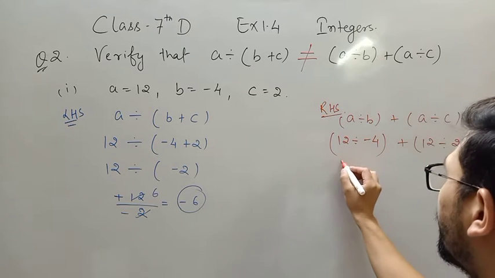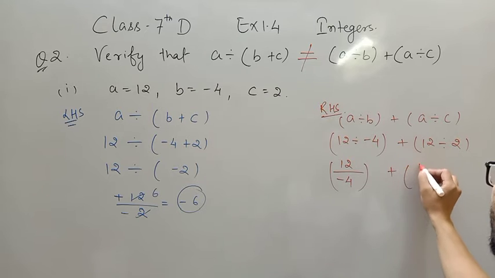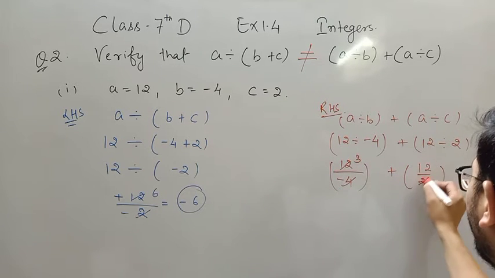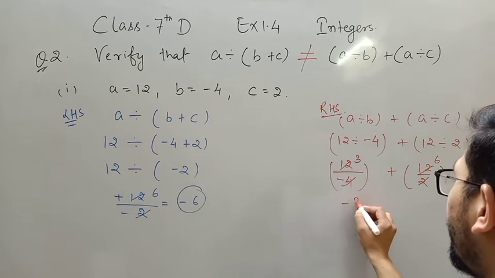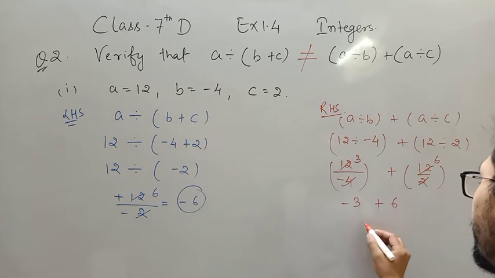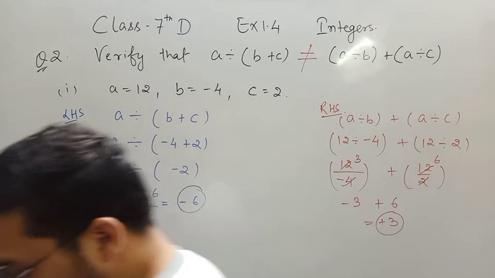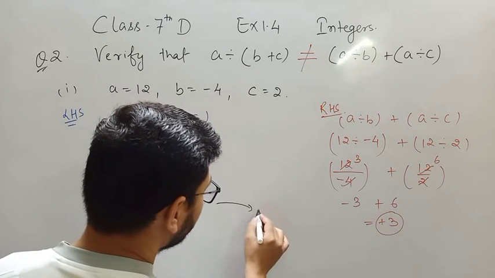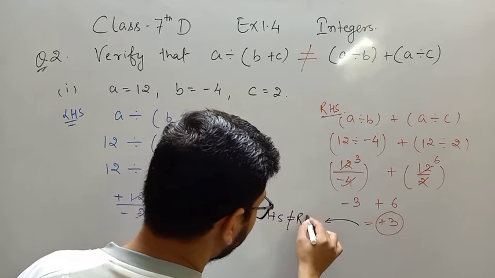So here 12 divided by minus 4 plus 12 divided by 2. Four 3s are 12, two 6s are 12, so 3 upon minus 1, or you can write minus 3 plus 6, which equals plus 3. Now from here you can verify that LHS is not equal to RHS. So from this you can say LHS is not equal to RHS.